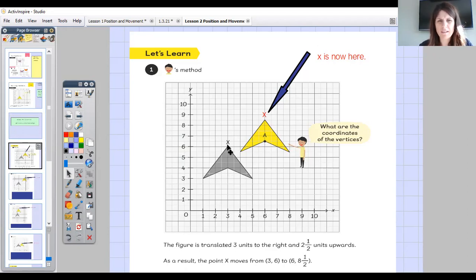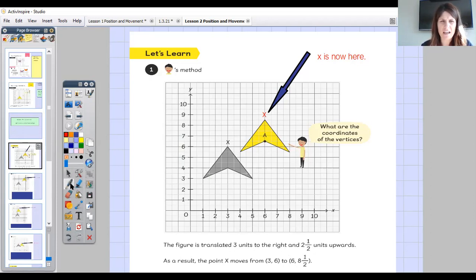Now, am I going to say I'm going from this point here to this point here? Hopefully you're all saying, no, no, no, no, Mrs. Hall, that's a totally different vertex on my shape, because you can see that this is the vertex at the top of my shape, and this is a vertex at the bottom of my shape. And actually, X is now here. Look, it's gone from here up to here. So we need to decide how we would go about doing that. Now you can see the figure is translated 3 units to the right and 2.5 units upwards.